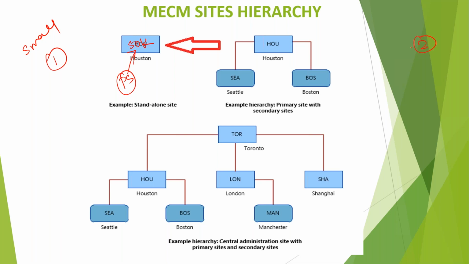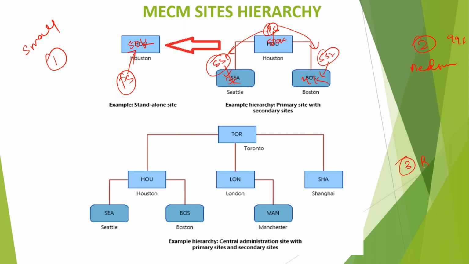For example, you have a medium size organization. 99% of the time you will have this kind of architecture. You will have 50,000 devices here in Houston. The primary site will be managing these 50,000 devices. But what about the devices in Seattle? Let's say 3,000 devices in Seattle and 4,000 devices in Boston. So secondary one will be managing these 3,000 devices, and secondary two will be managing these 4,000 devices, and it will be taking policies and content from the primary. This is the ideal scenario. Almost everywhere you will have this kind of architecture.